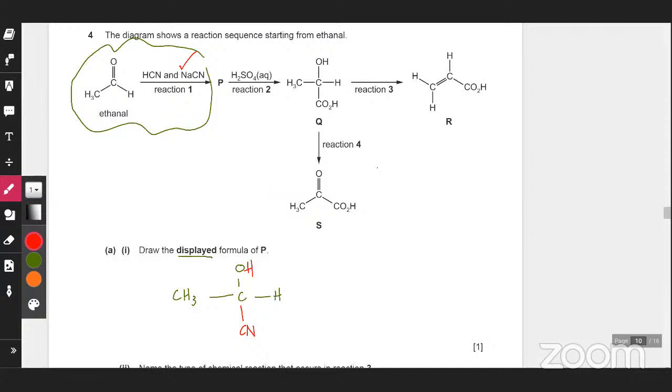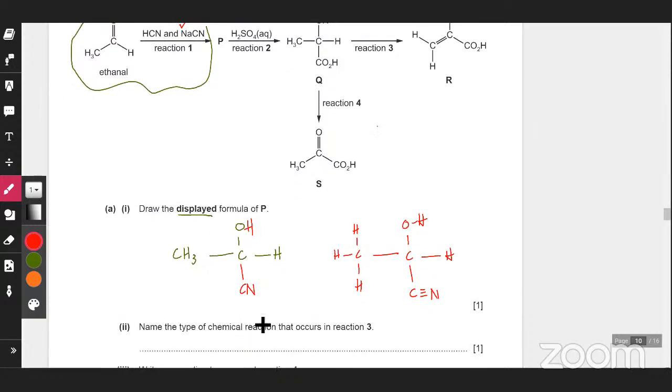Okay, so now the question was that they were asking for a displayed formula. Now you have to show all the bonds. You have to be very careful what type of formula they're asking for. So it's going to be CH3C, and then this is going to be O and H, and this is C triple bond N. Make sure you show all the bonds. So that is what they were looking for.